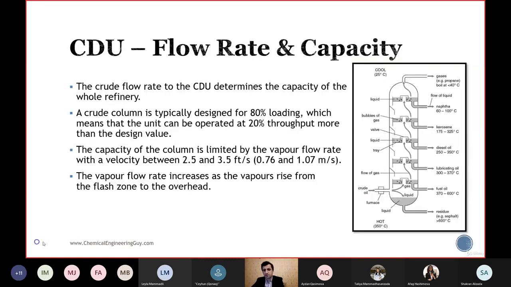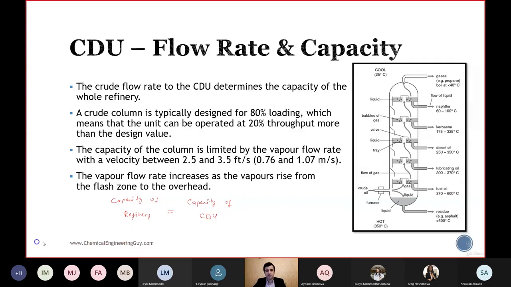The flow rate and capacity. So the capacity of the refinery is equal to the capacity of the CDU, because all the crude comes to the crude distillation unit first, and then the products are sent to different units. For instance, it can be said that the capacity is 6 MMTA.